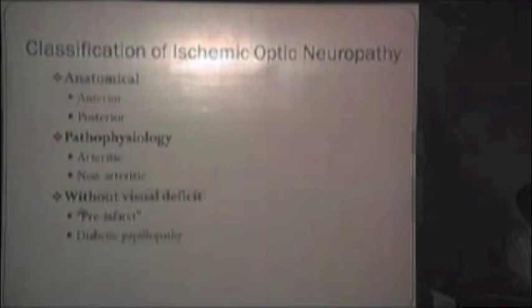Some authors have also talked about ischemic optic neuropathy without any obvious visual field defect, and these are variously described as pre-infarct or incipient ischemic optic neuropathy or diabetic papillopathy.